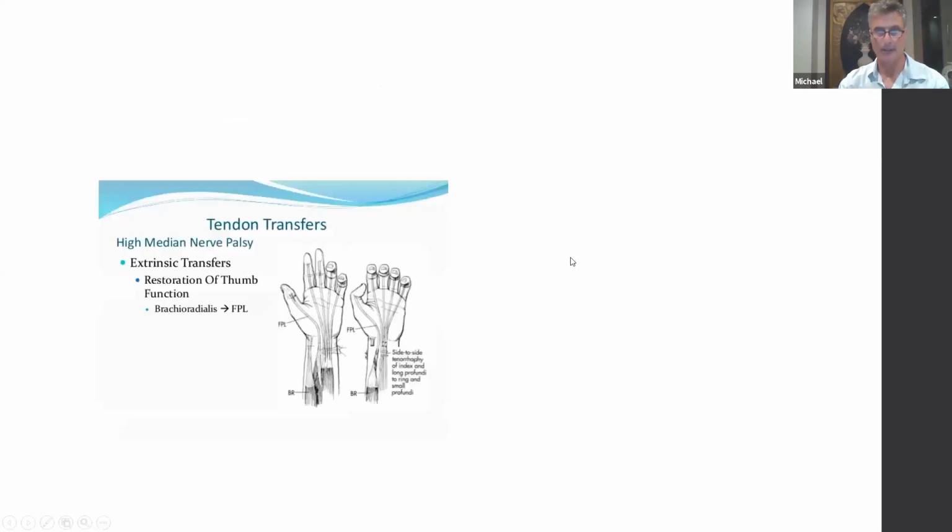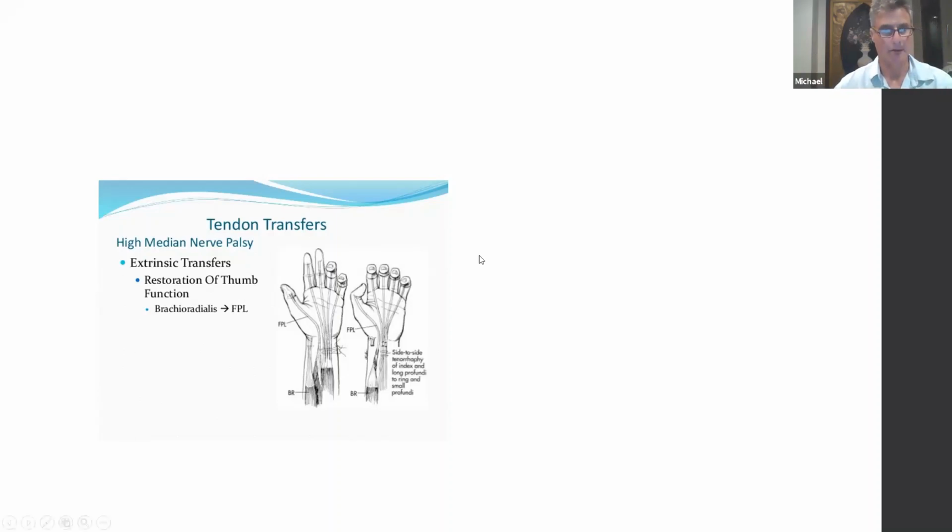I think I've got a picture of that. So there's brachioradialis to the FPL. You can see the transfer there. And then you do a side-to-side tenodesis or suturing of the flexor tendons. So you pull them asymmetrically until they're slightly out of the normal cascade. The normal cascade is index longer, little shorter. You pull it until it's the opposite way, and then just do a couple of figure of eight sutures through all the FTPs and let them gum up in that position. And then they can make a full fist, and they've got good FPL function.